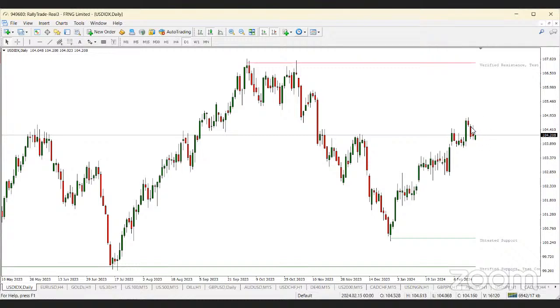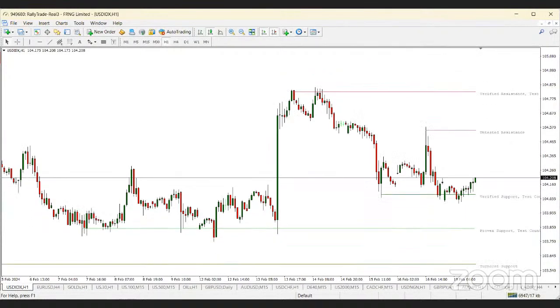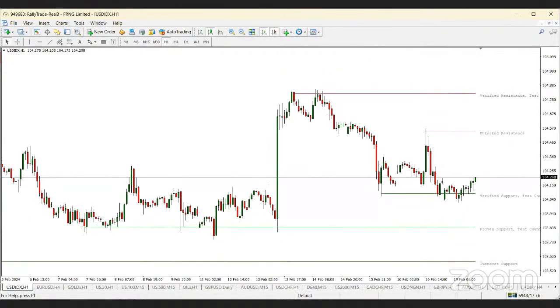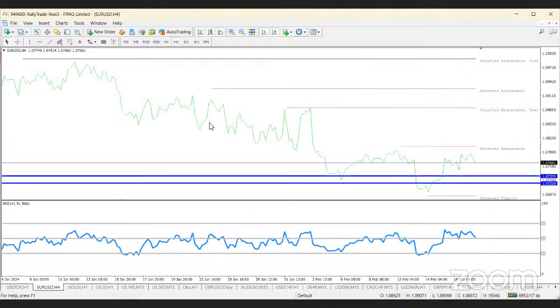But only if price can, like we said, close below this low will we believe it has broken structure. There's still strength in the dollar, especially this morning, especially right now where it seems to be bouncing off a verified support. So that said, we still look out for that bullish strength in the dollar. If we take that, we'll go to Euro USD.